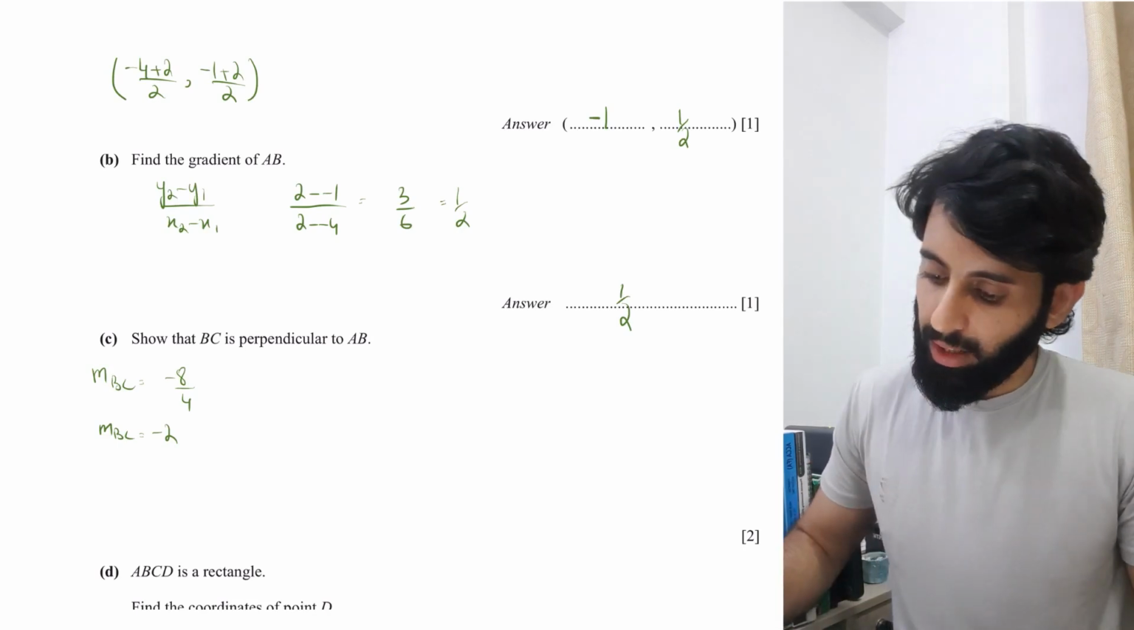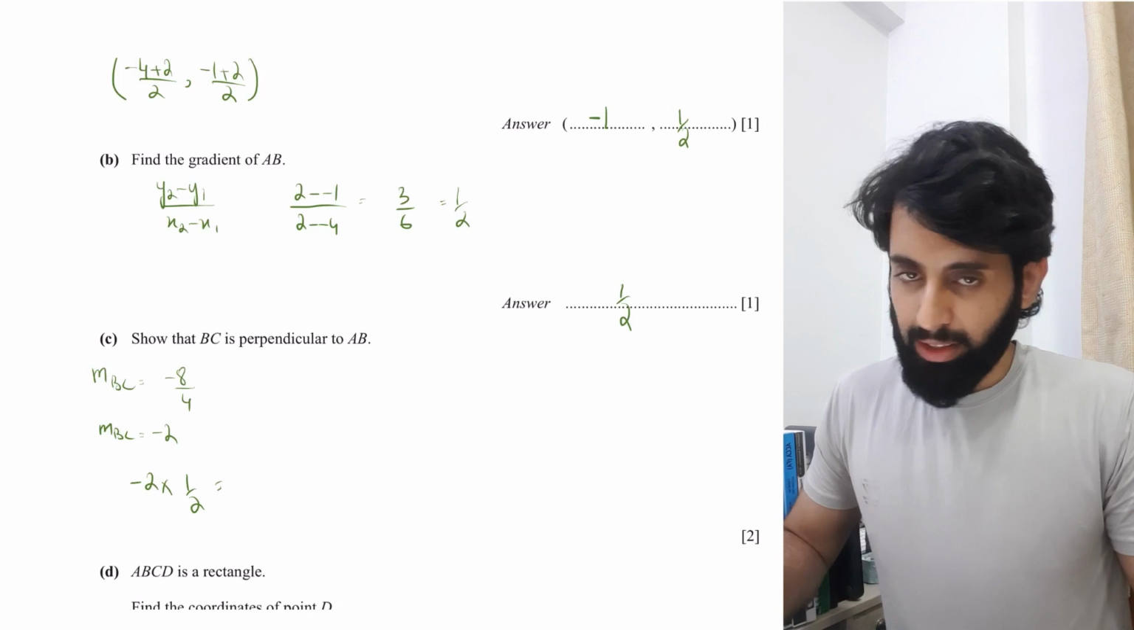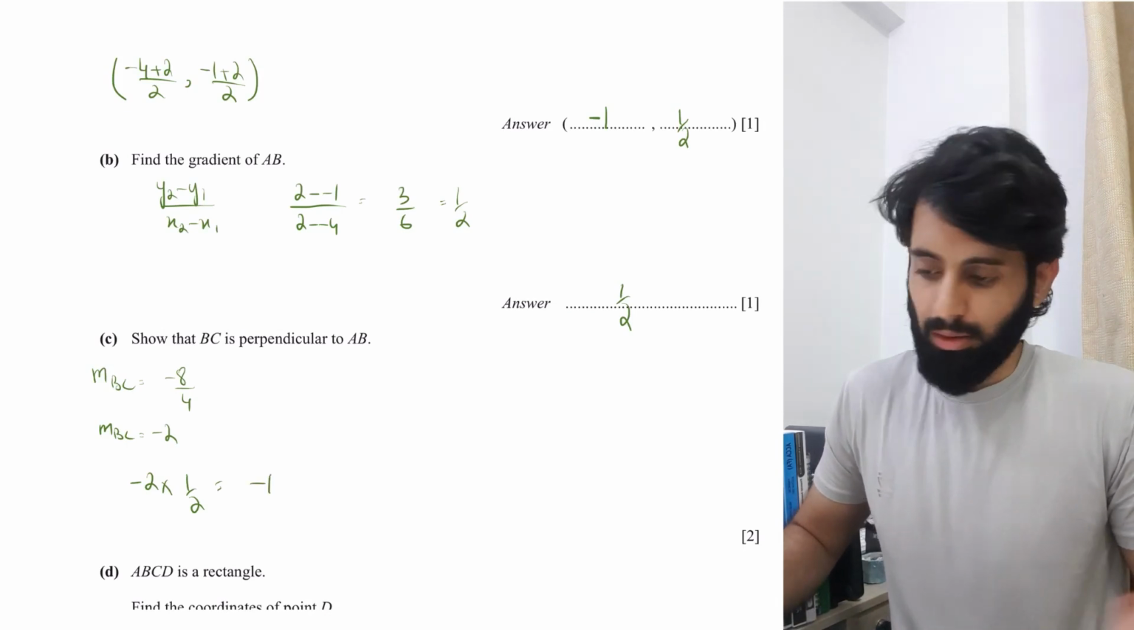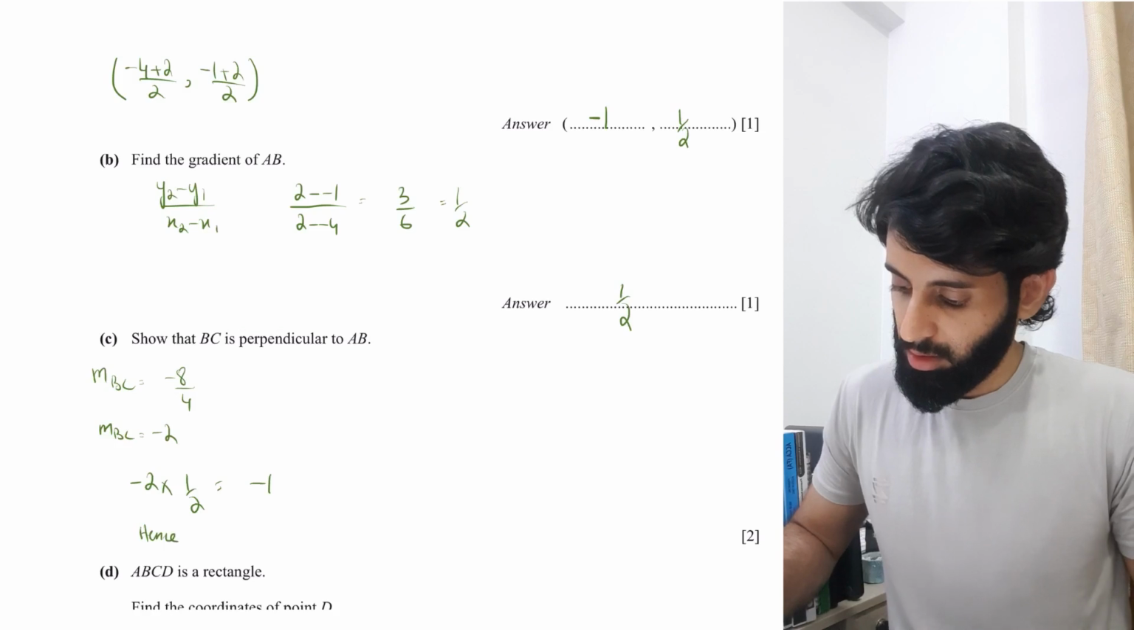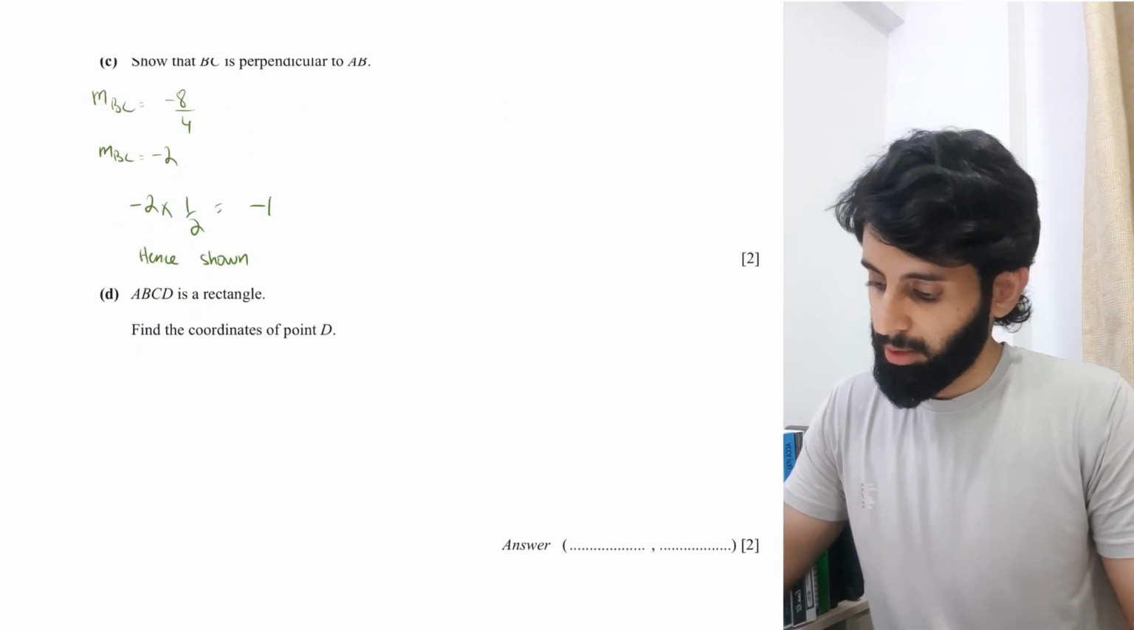Now, I already have the gradient of AB. So what happens when you multiply gradients of two perpendicular lines together? You get minus 1. So this is all you have to do. Hence, shown. If, however, they weren't perpendicular, then the answer would not have been minus 1.